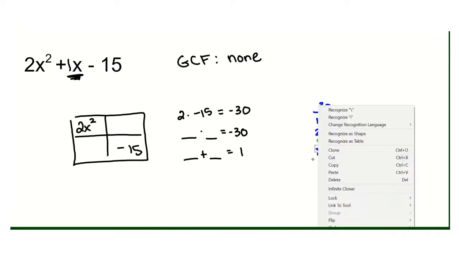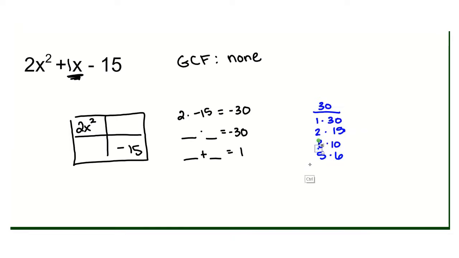Well, that could be 5 times 6. Now, 5 times 6 is 30, so I need to figure out how to get negative 30 and a positive 1. What if I do negative 5? Let's see. Negative 5 times 6 is negative 30, and negative 5 plus 6 is positive 1. So those are the numbers that I'm going to write in these two boxes. Order doesn't matter when you plug in here. So I'm going to write my negative 5 here and my 6 here. My middle term has an x, so both of these terms get an x.